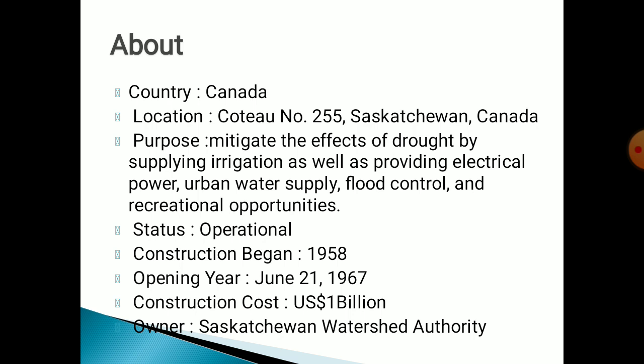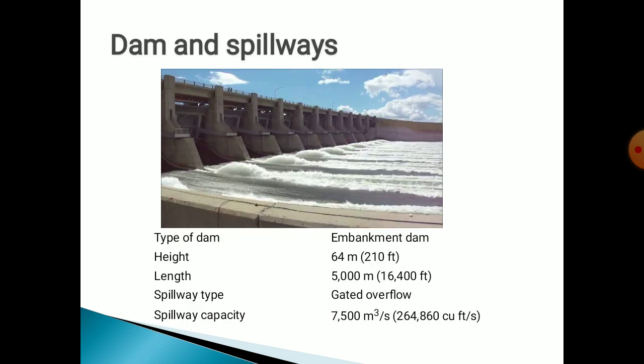The overall cost of this construction was around 1 billion US dollars, and it works under the authority of the Saskatchewan Watershed Authority. The type of the dam is an embankment dam, having a height of 210 feet. The length of the dam is 16,400 feet. A gated overflow type of spillway is present here, whose capacity is 7,500 meter cube per second.